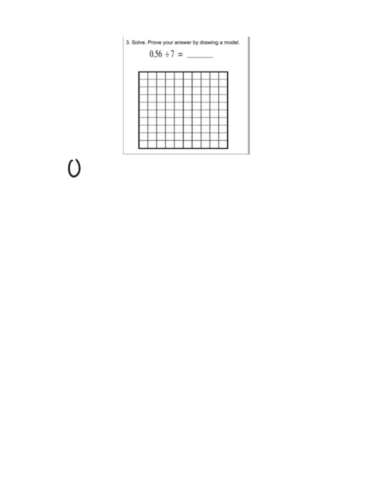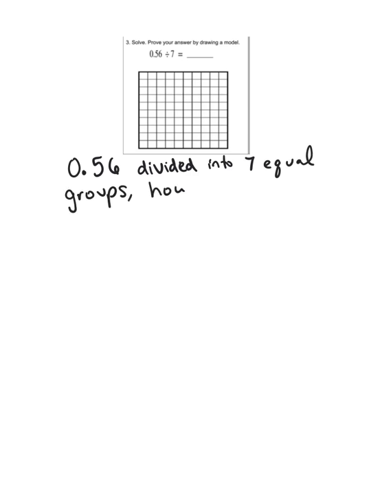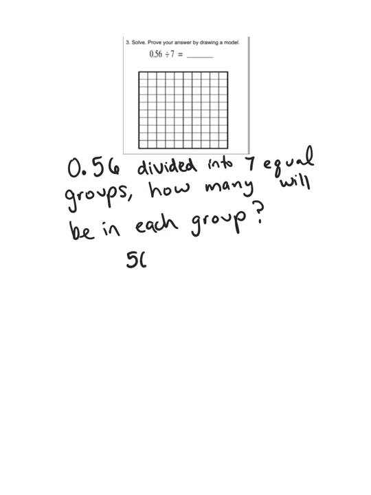So if you take 56 hundredths divided into 7 equal groups, how many will be in each group? And hopefully when you see 56 hundredths divided by 7, it makes you think of compatible numbers. 56 divided by 7 equals 8.